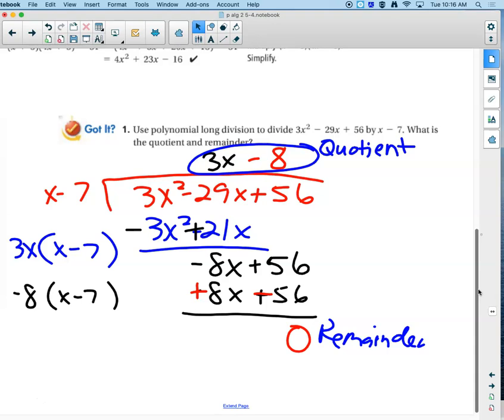So this is another one that worked out perfect. This is one where if you took x minus 7 times 3x minus 8, you would absolutely get 3x squared minus 29x plus 56. Absolutely would.